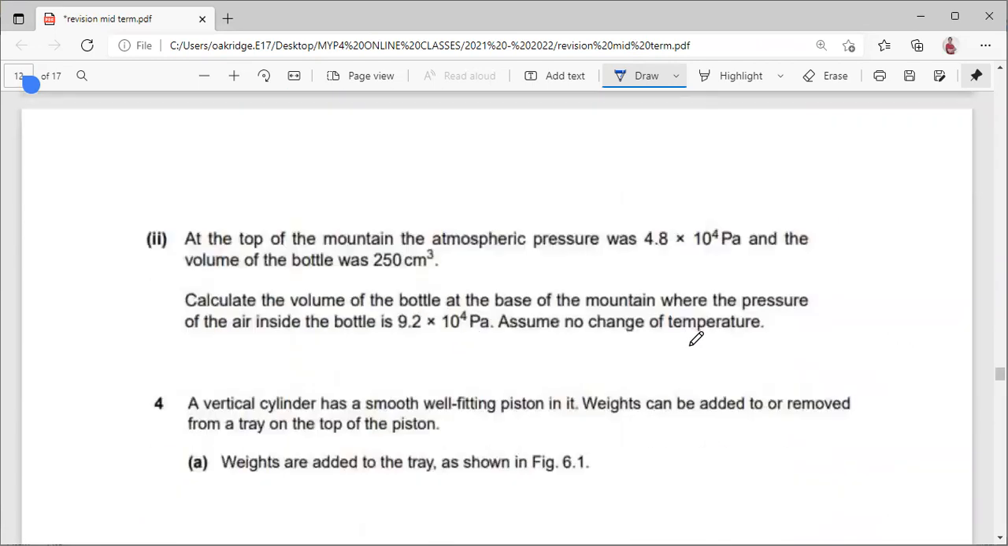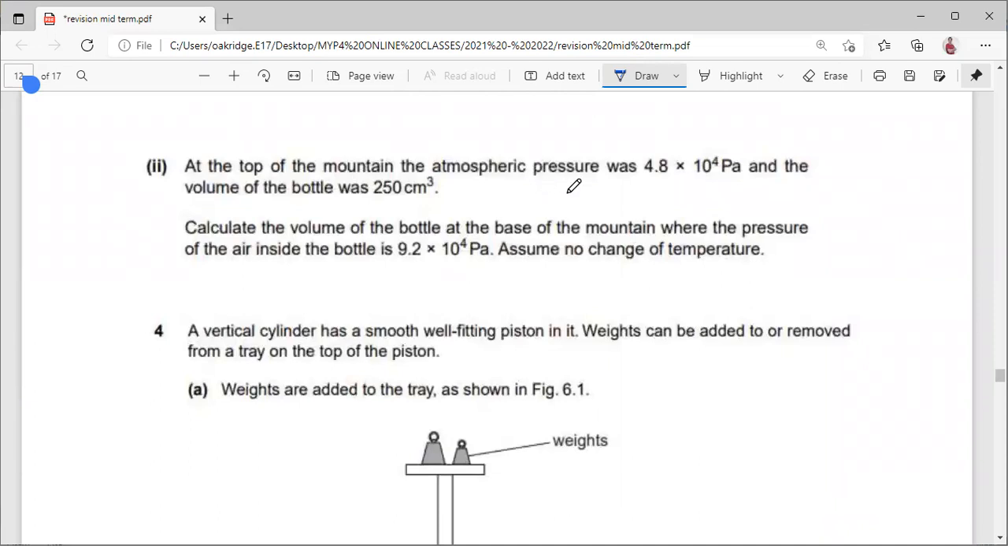All right, now at the top of the mountain, the atmospheric pressure was 4.8 × 10^4 pascals. This was your pressure at the top. And the volume of the bottle was V1. Calculate the volume of the bottle at the base of the mountain where the pressure of the air inside the bottle is P2. Now you see, P1, V1 is given, P2 is given. He is asking you, calculate the volume. V2 is equal to what? Assume no change in temperature.